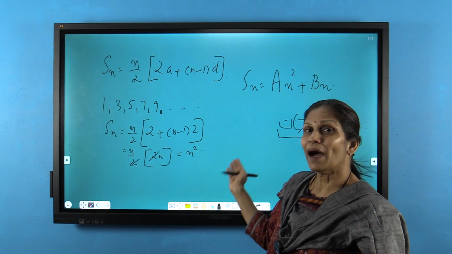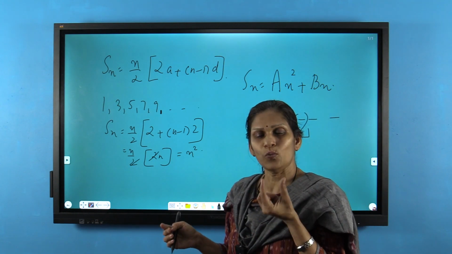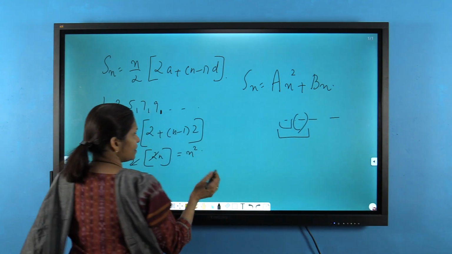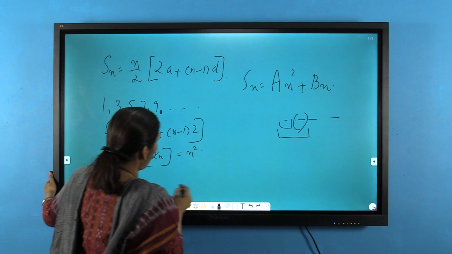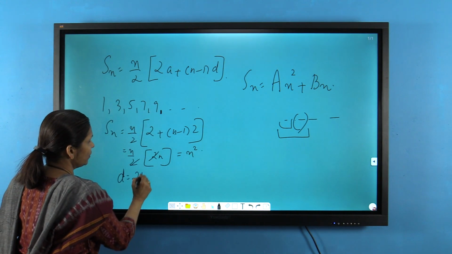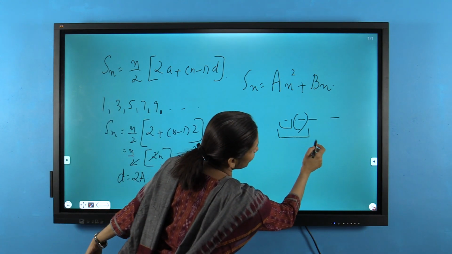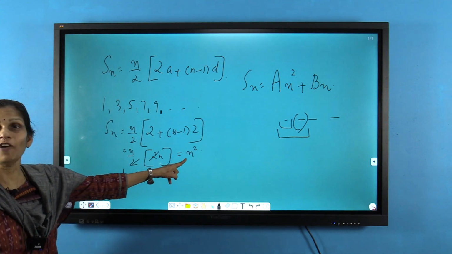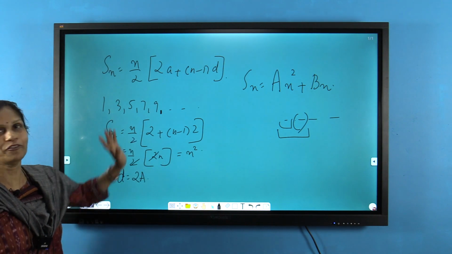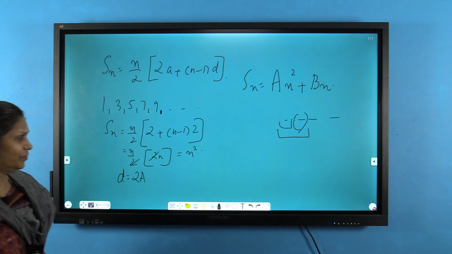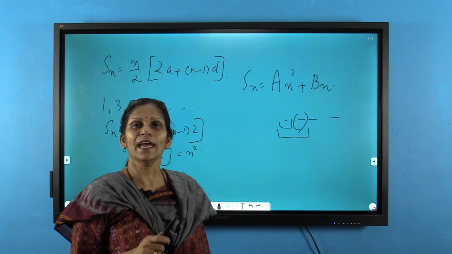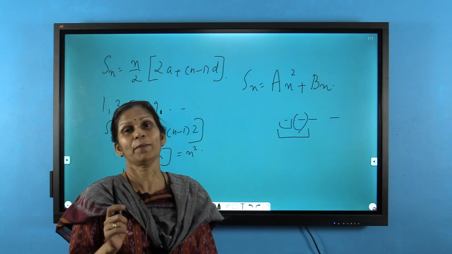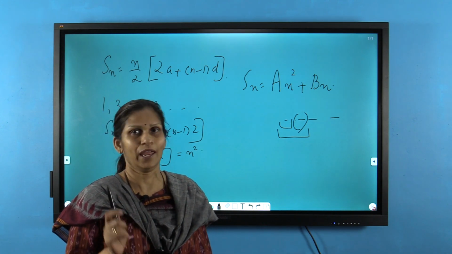But you can actually bypass all the steps if I tell you one small shortcut. The common difference will always be 2a. 2 into a, which obviously from here itself, what is a? 1. 2 into 1 is the common difference of this AP. Is that clear? So, the nth term is a n plus b, and the common difference is a. The sum to n terms is of the form a n squared plus b n, and the common difference is 2a.